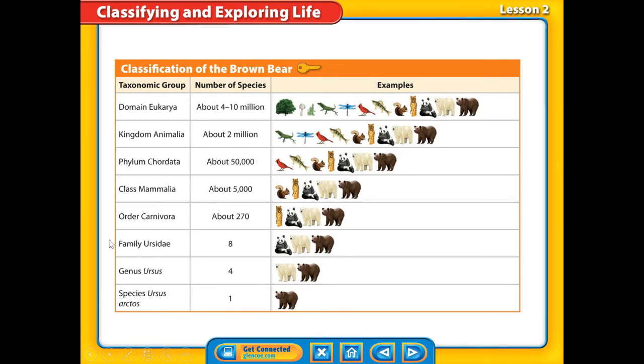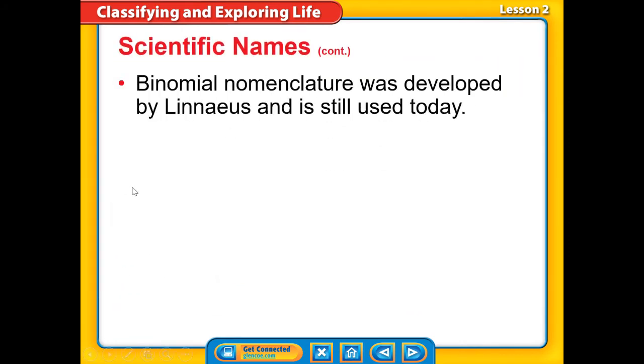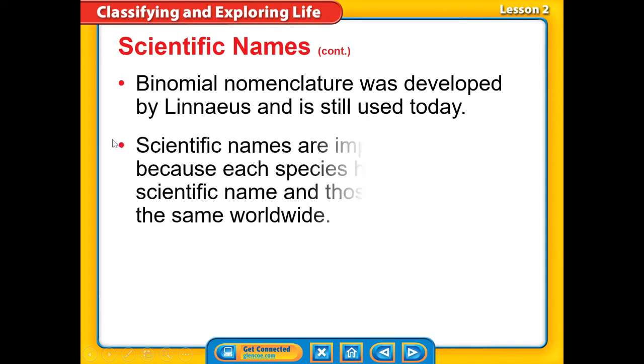These levels of classification. Domain is the largest, okay? You can see here it includes the most species down to the species level where there is just one type of animal in that group. Binomial nomenclature, as I mentioned earlier, that was developed by Linnaeus, and it's still used today, those 2-word names.